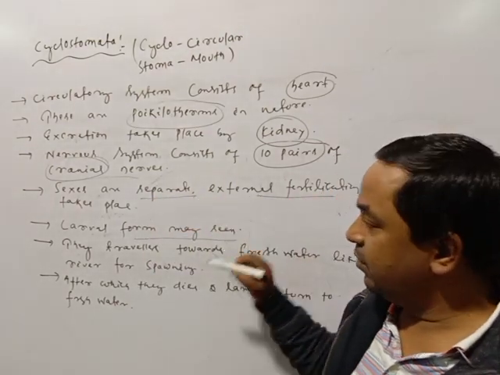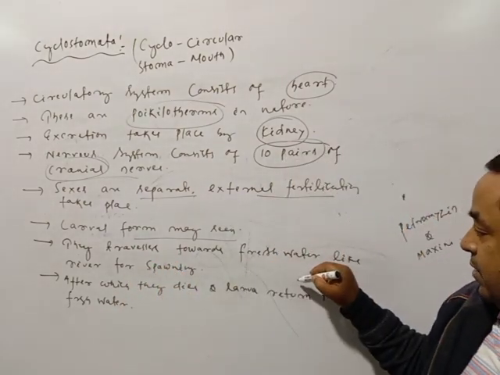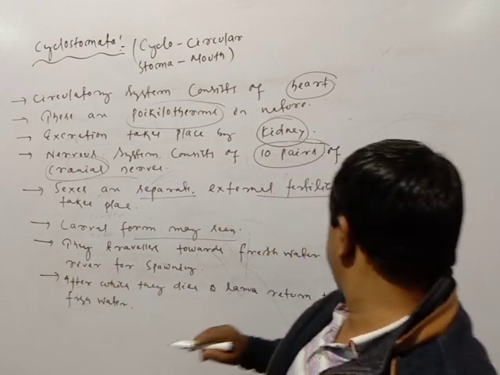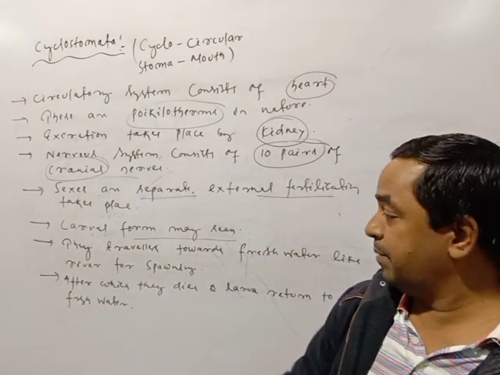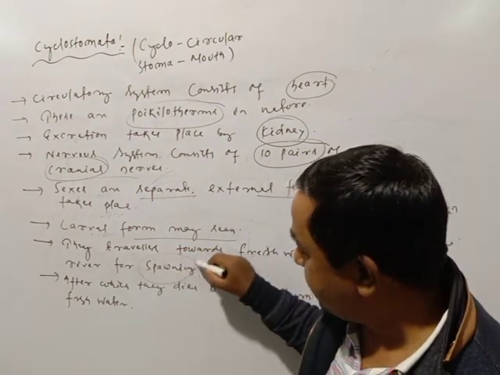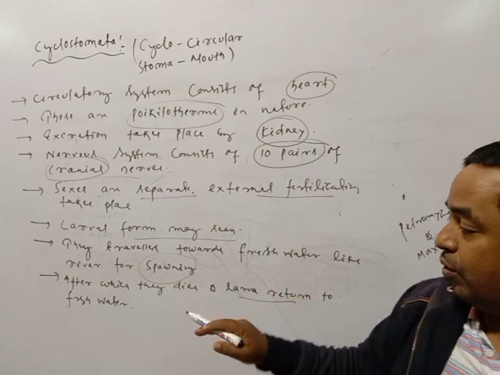Larval forms may be seen. Ammocoete larvae. They travel towards freshwater like a river for spawning, which means egg laying time, and after which the adult dies and the larva returns to fresh water.